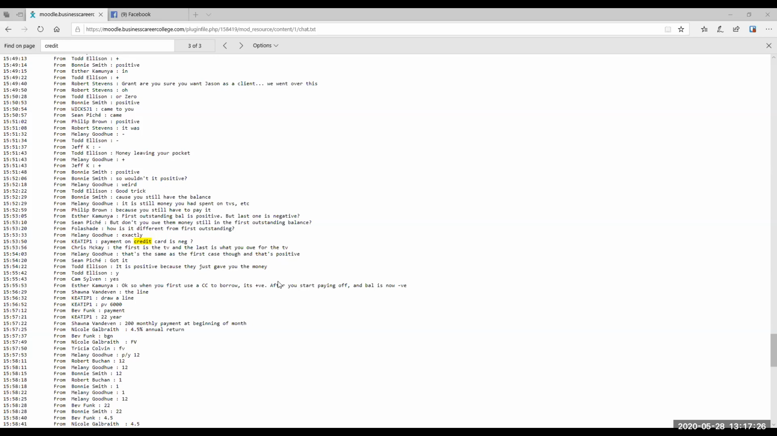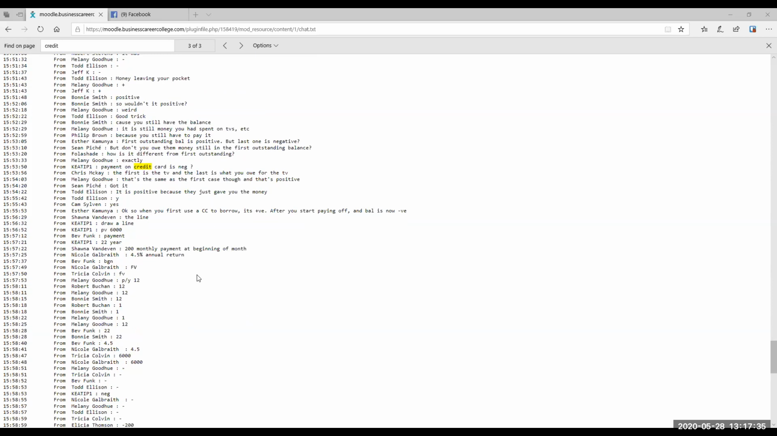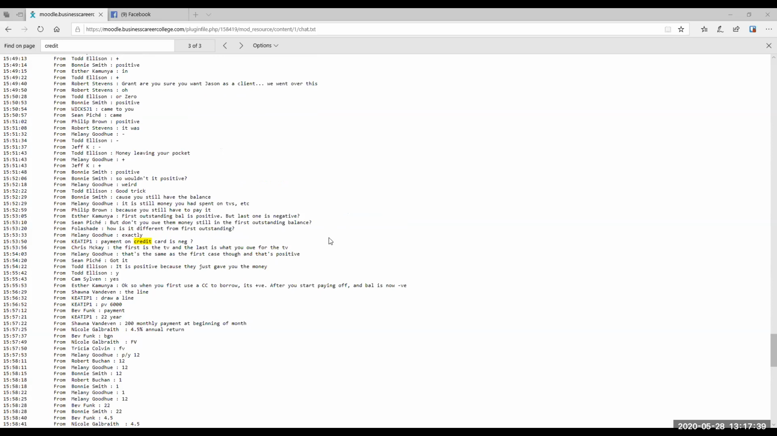Okay, so when you first use a credit card to borrow, it's positive. After you start paying off, the balance is now negative. So that's what I understood. Within the context of that time value of money calculation, right? So when I go to a second calculation, like we did just now with the Kevin scenario, then you're really back to the start.